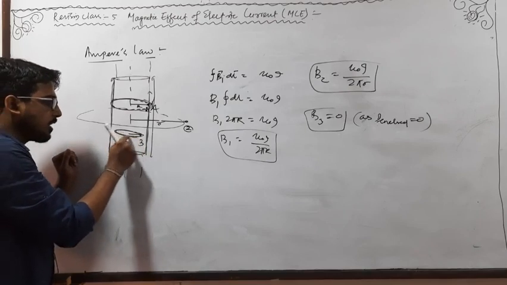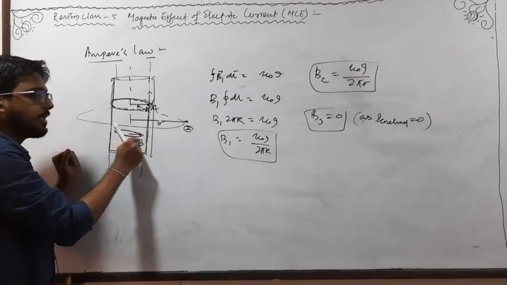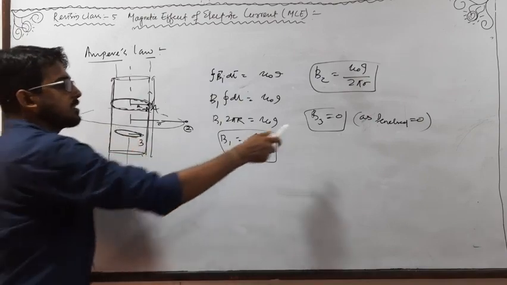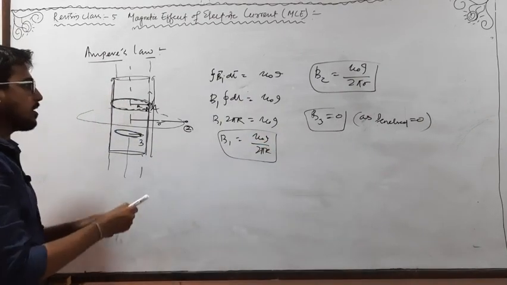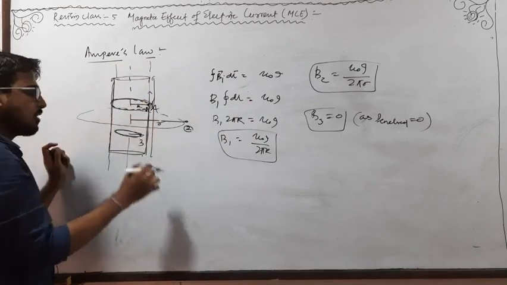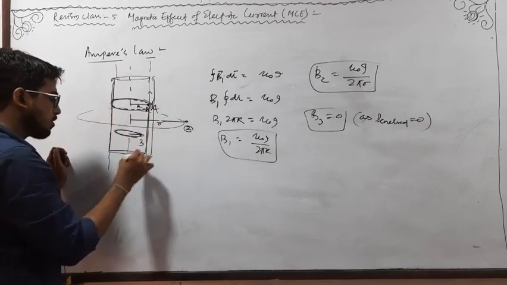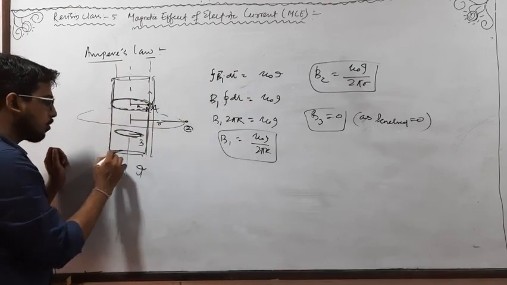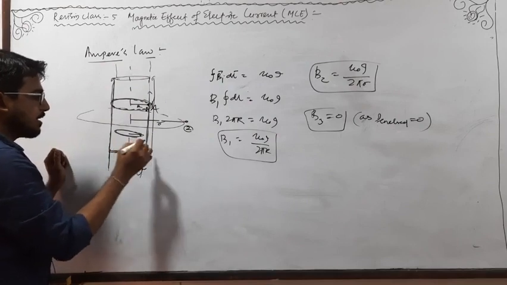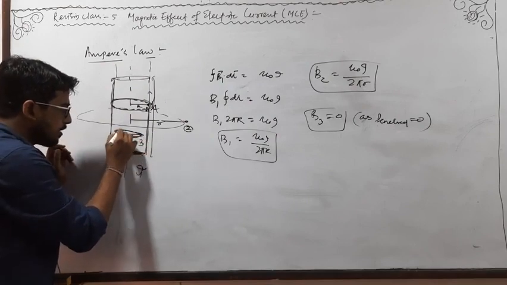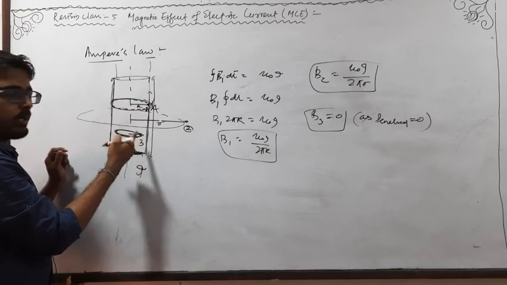That's why for the case point 3 there will be no I enclosed within it, so the magnetic field strength at point 3 will be 0. But if the conductor is solid and the current I which is flowing through this conductor is uniformly distributed throughout the cross sectional area, then for this point 3 the I enclosed we have to calculate it. What is the I enclosed?